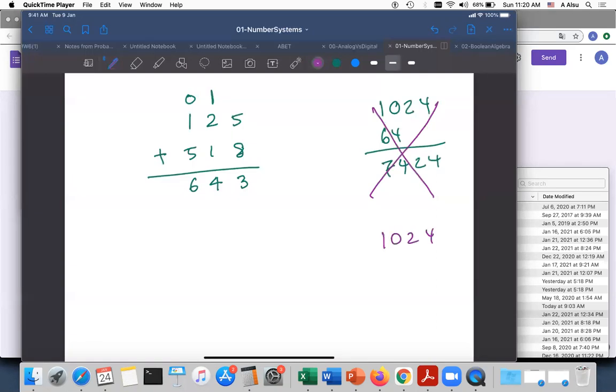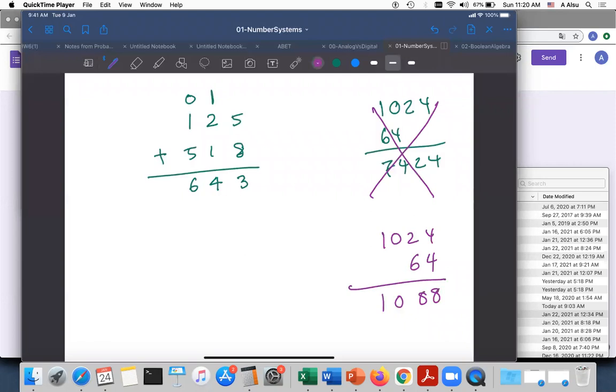1024 plus 64, exactly like this. So the tens with the tens and the ones with the ones. So you say 8 and then 8 and then 0 and then 1. So this is important: the position alignment is important.